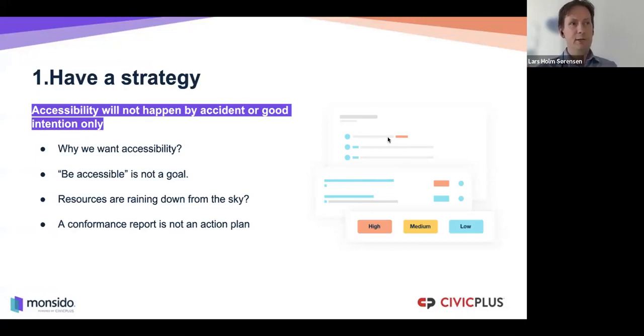I would not necessarily recommend starting with the most difficult ones, and I'll get back to that in a little while. But it could definitely be a good idea to take a sample of your most visited pages and start with that. That could make a lot of sense. But in any case, just understand what your plan for tackling this actually is.